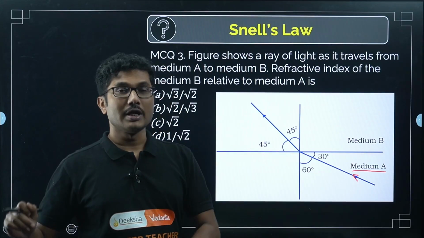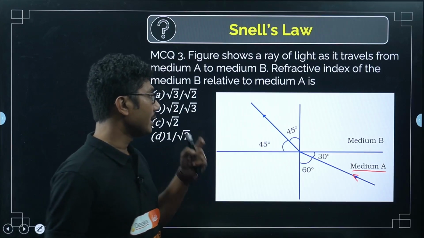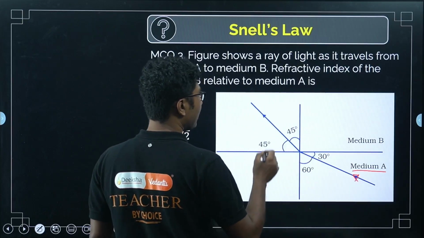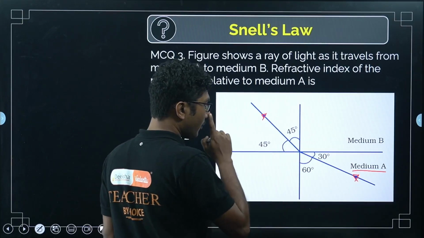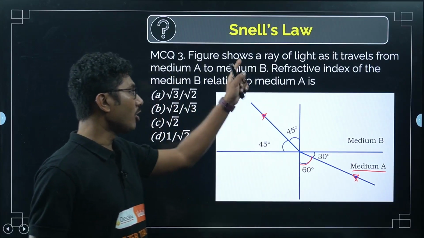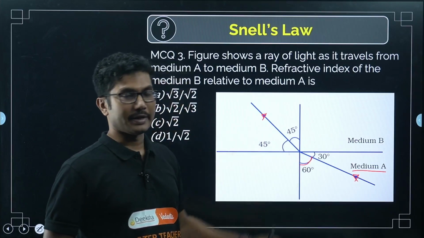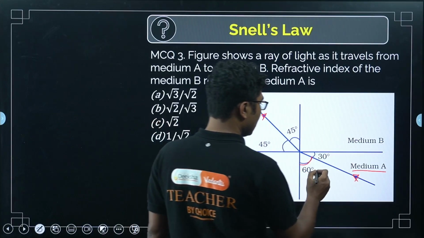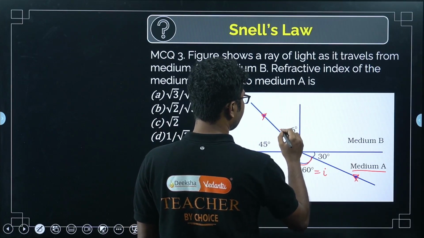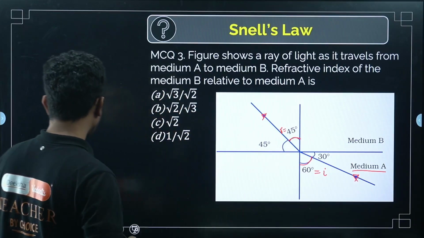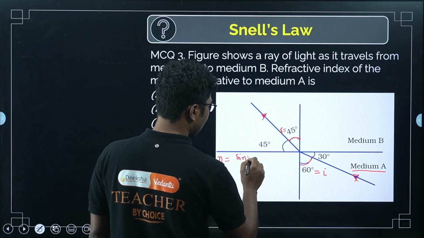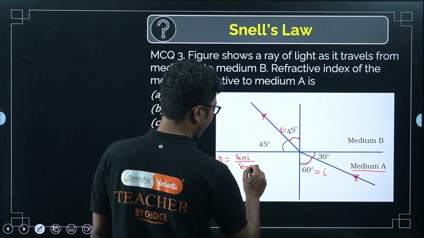Don't start solving problems blindly. You have to be careful about what is given and what the direction of the ray is. Here the ray starts from below and goes up. So what is the angle of incidence? This is the angle of incidence. We always measure angles from the normal, not from the plane. This is the angle of incidence, and similarly, this is the angle of refraction. Now from Snell's law, n is equal to sin i by sin r, right?